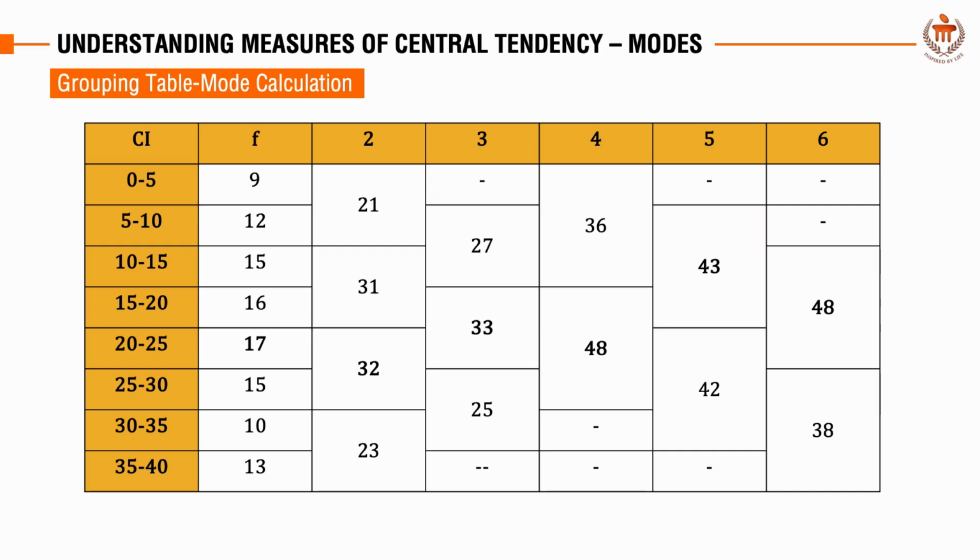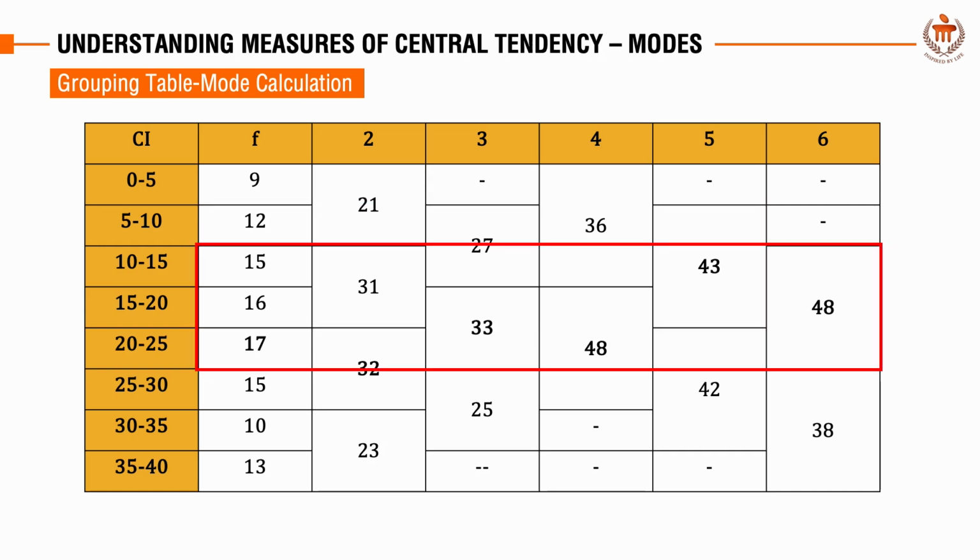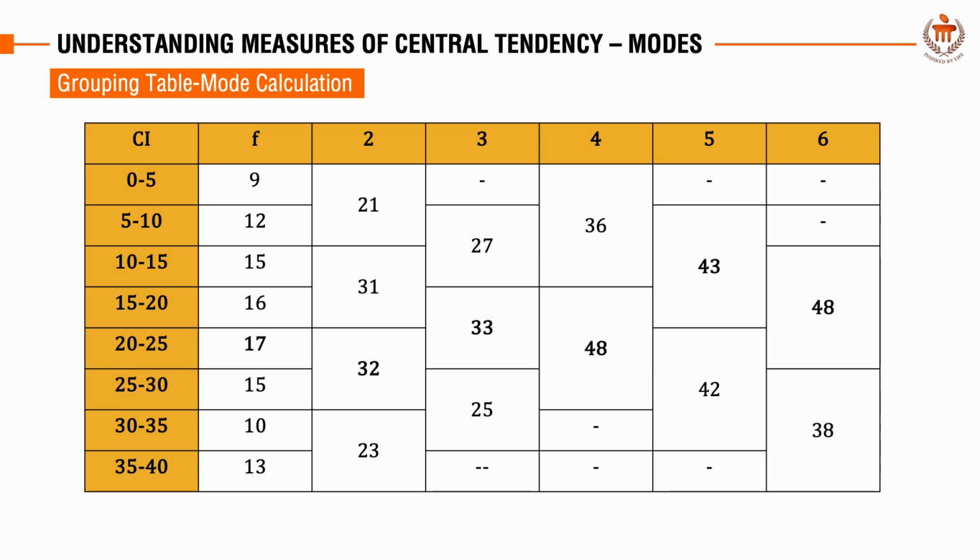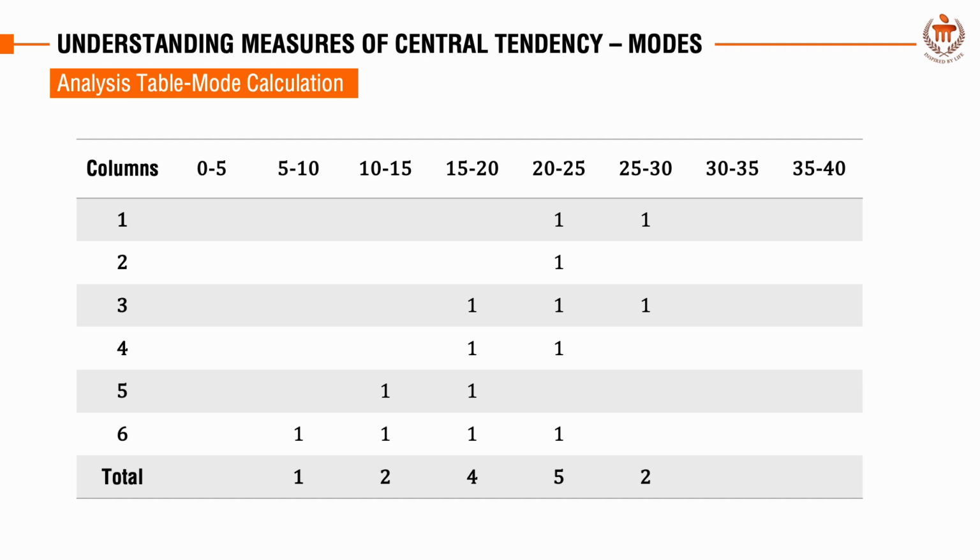Column 6, the highest value is 48 because of which grouping, because of the summation 15, 16, 17, which is 10 to 15, 15 to 20, 20 to 25. And like this, you simply mark them. For every column, see which is the highest value, and which class interval it comes from. Just write them. Then when you mark them, you get the highest count for the class interval 20 to 25. So the required class interval is 20 to 25.